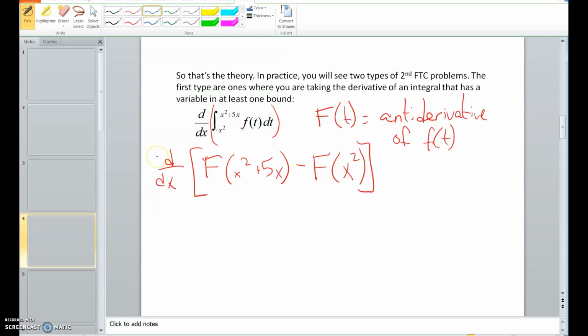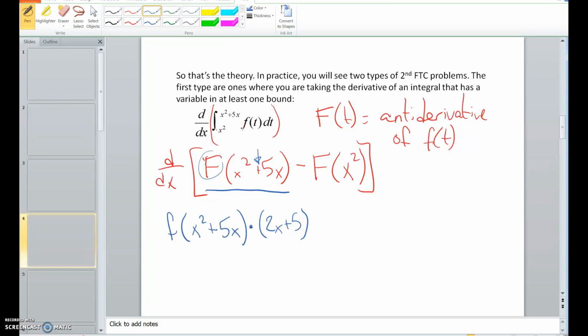So now let's go ahead and take the derivative. One thing to keep in mind is that since capital F is the antiderivative of little f, that means that little f is the derivative of capital F. So when I go to take the derivative of capital F of x squared plus 5x, the derivative of the outside function, the big F part, is just little f again. But I'm going to need to use the chain rule because big F has a function inside of it. So we get little f of x squared plus 5x, and then we multiply by the derivative of the inside, which is 2x plus 5.